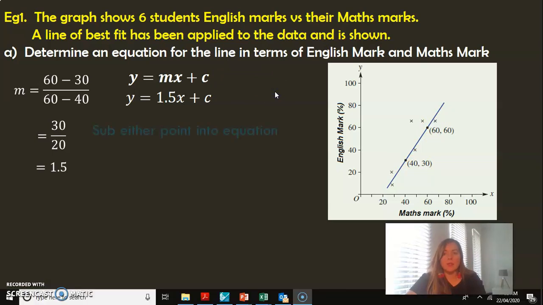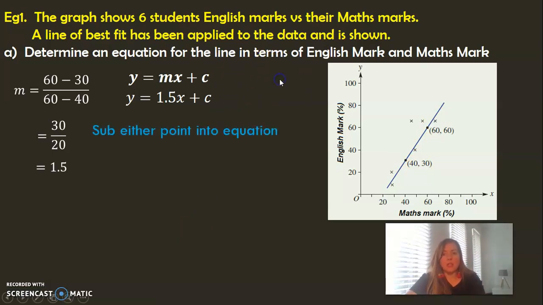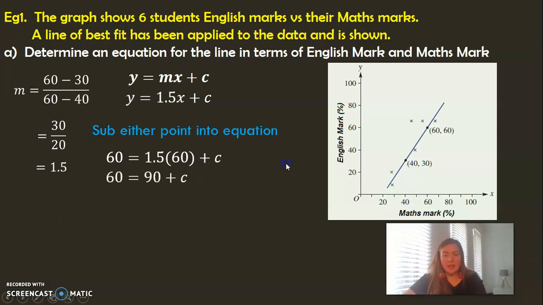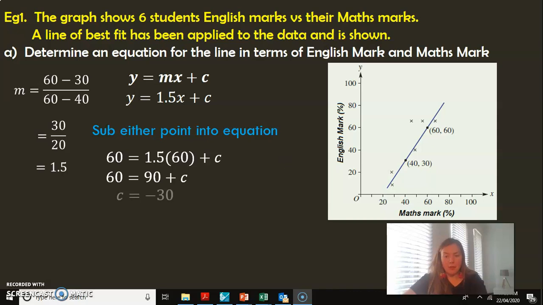So let's do that. In this example, I am going to choose to sub in (60, 60). So x is 60, and I've put that into my x here. My y was 60 as well, so I've put that into the y spot here. Now that I've got these, it leaves me with c open and I can solve for c. So 60 equals 1.5 multiplied by 60 plus c. Calculating this gives me 60 equals 90 plus c. Solving for c gives me c as negative 30.